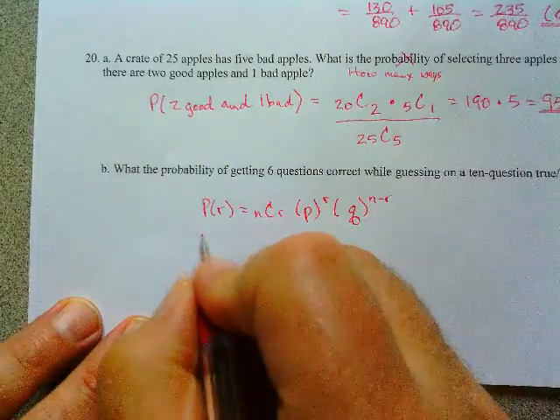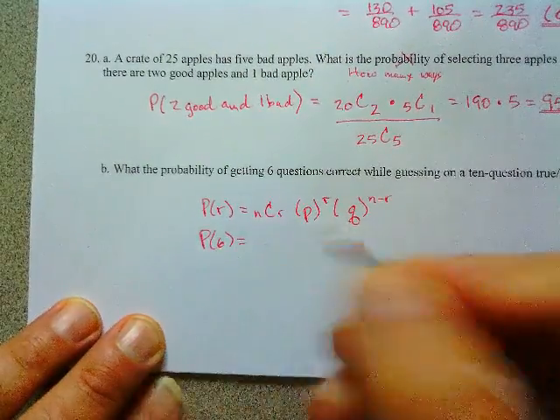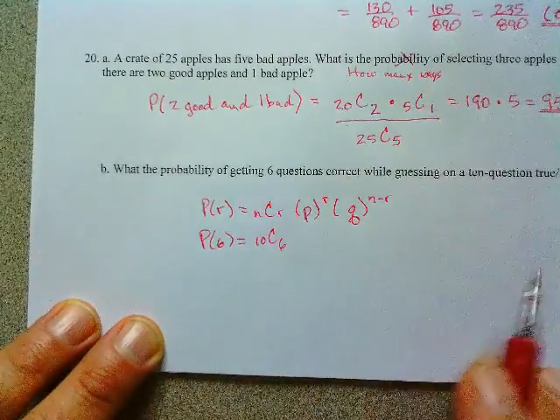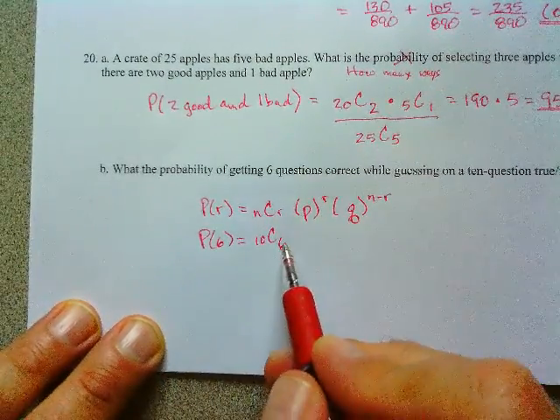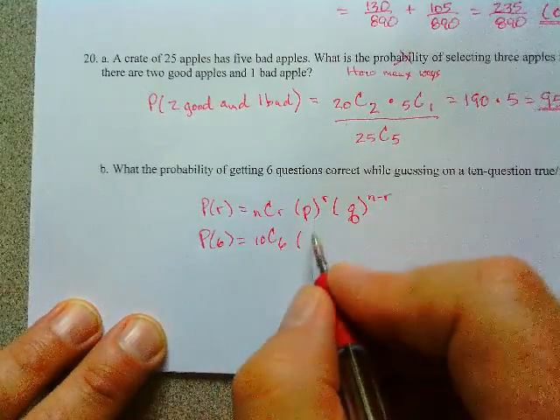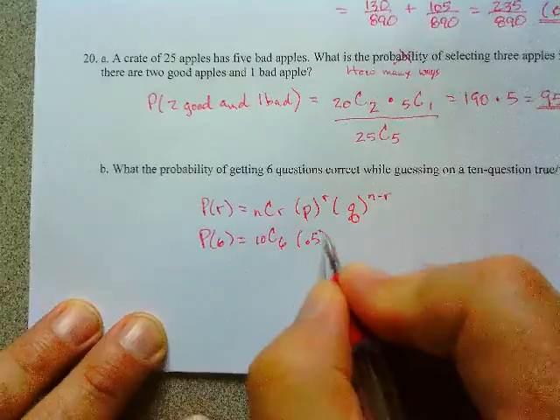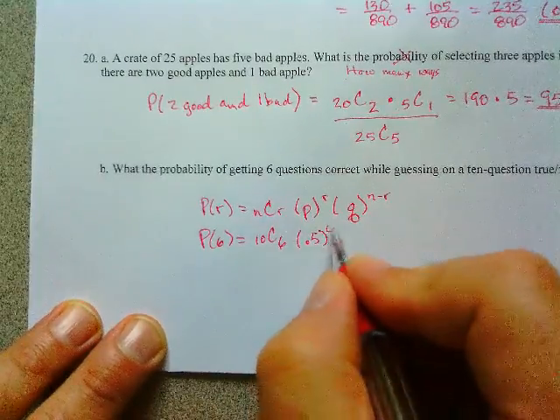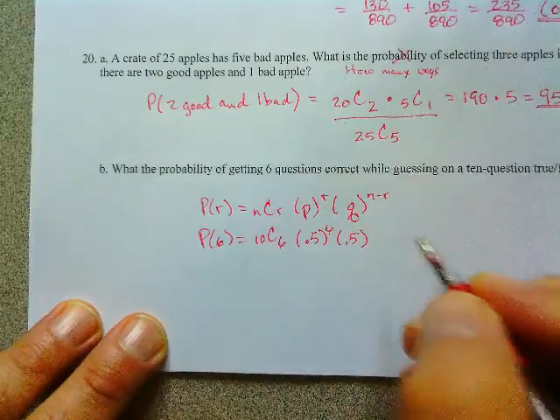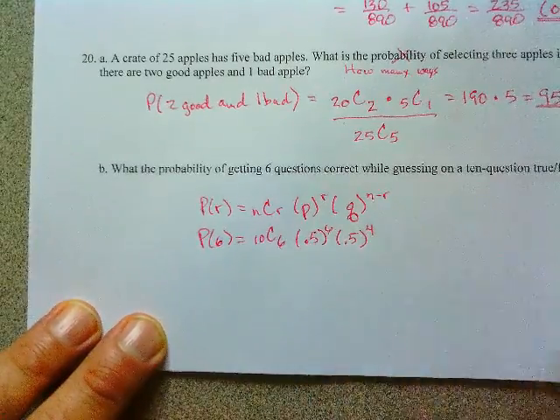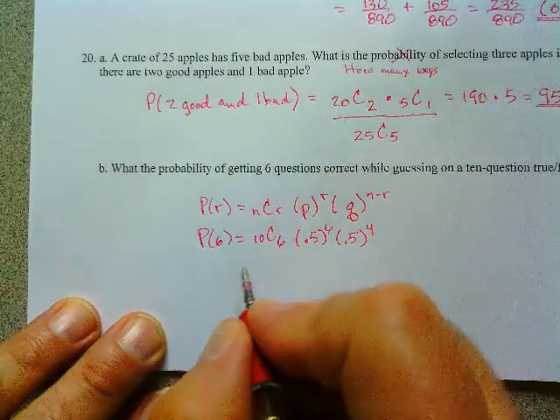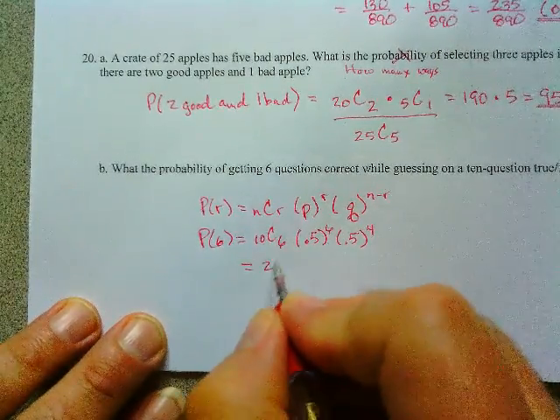So we want 6. So we're going to have 10C6, because again we have a 10 question true-false quiz. We want to get 6 of them right, so these two have to match. True-false, so the chances of a question being right or wrong are 50-50. Again, we want 6 of them. Chances of getting it wrong, 50-50. And then there's 4 here. So note the 6 and the 4 have to add up to the 10. And so this is basically 210.